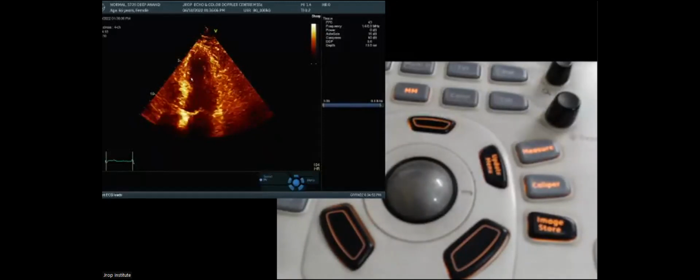I'll just show you a live demonstration now. From the left fifth intercostal space, you move to the left fourth intercostal space. I'm going to show a live demonstration in a few minutes. Give me a second.